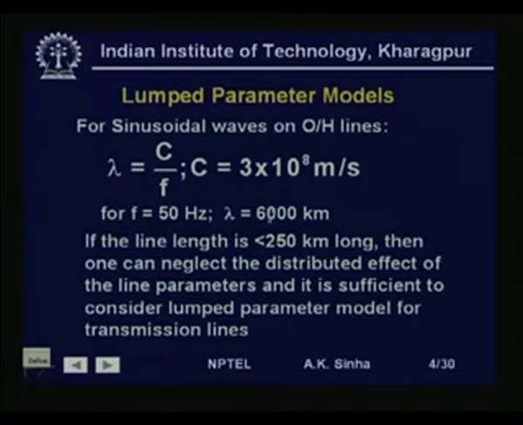That is, the distributed effect can be neglected, and it is sufficient to model the line as a lumped parameter model. If line length is less than about 250 kilometers, then one can neglect the distributed effect of the line parameters, and it is sufficient to consider a lumped parameter model for transmission lines.